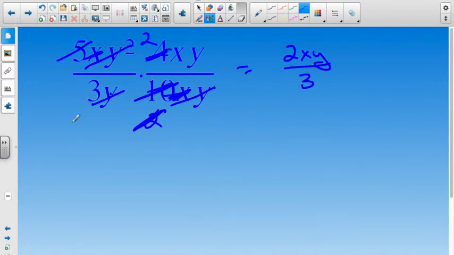Now remember, I can do this because it's all multiplication. Okay, I'm taking this times this times this times this times this times this. When I can do that, I can factor out those like terms, once it's all multiplication.